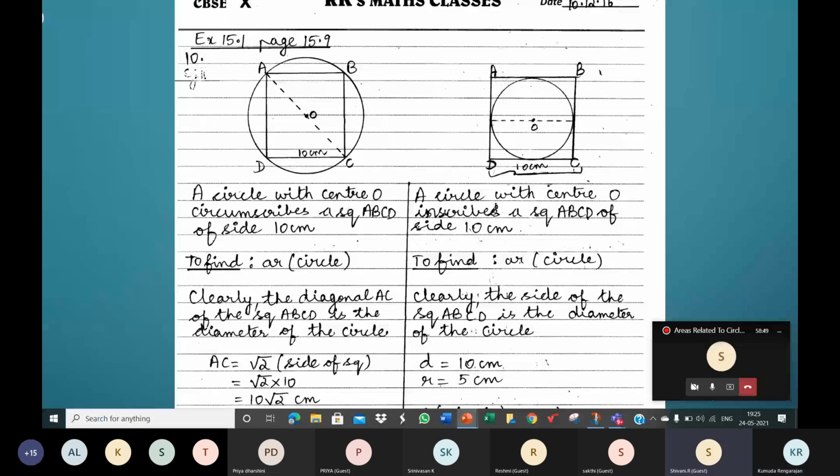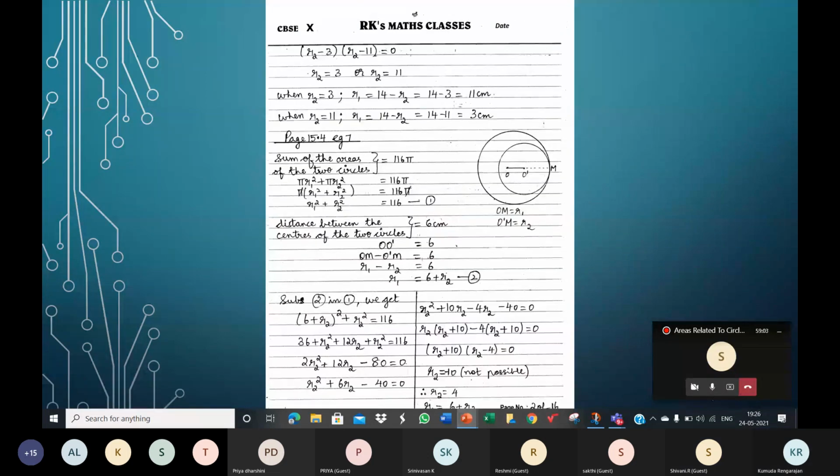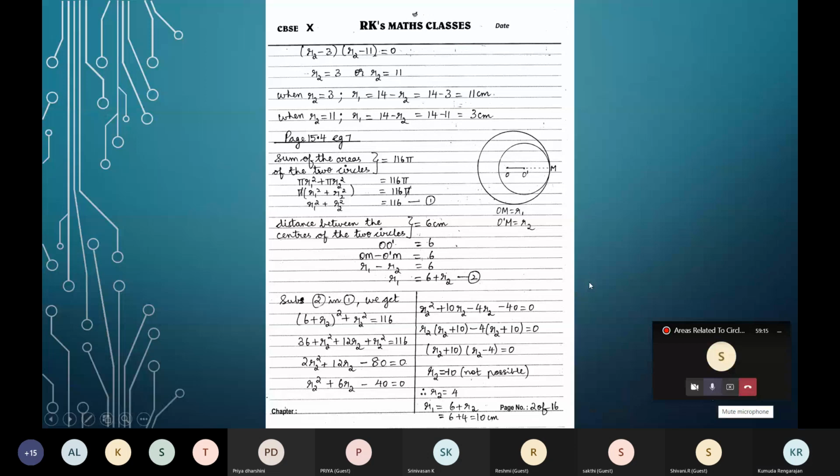Ma'am, 1 minute, can you show the first one, ma'am? First one meaning child, which one? This one? The two circles touch externally, that one. Oh, okay, sure. Thank you, ma'am.